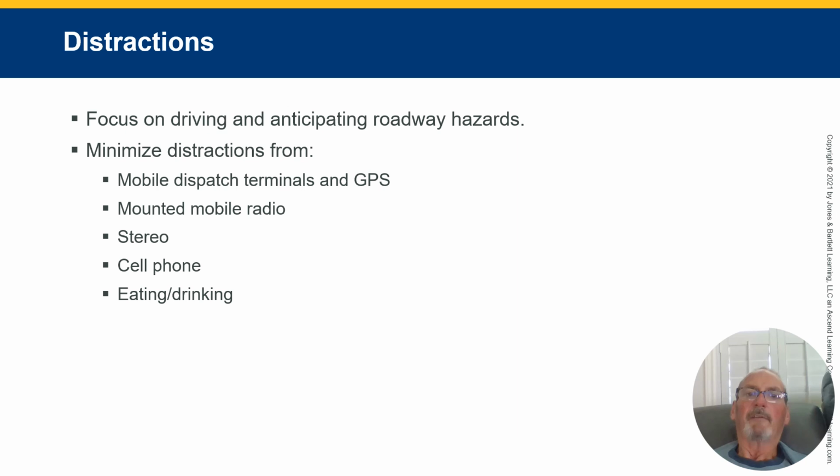Distraction focuses on driving and anticipated roadway hazards. Minimize distractions. We have mobile data, dispatch terminals, and GPS. That's your computer and, of course, your global positioning satellites. Mounted mobile radios. Stereos are a big distraction, because a lot of people like to turn up those stereos, like, I had sirens going, let's get some tunes going. Cell phones, another distractor. That's why I said if you're ever involved in a wreck, do not be surprised if they ask to see your phone and ask you to unlock it. And the moment you say that's my personal property, I'm not going to unlock it for you, don't worry, the police will get a warrant for it to be unlocked.